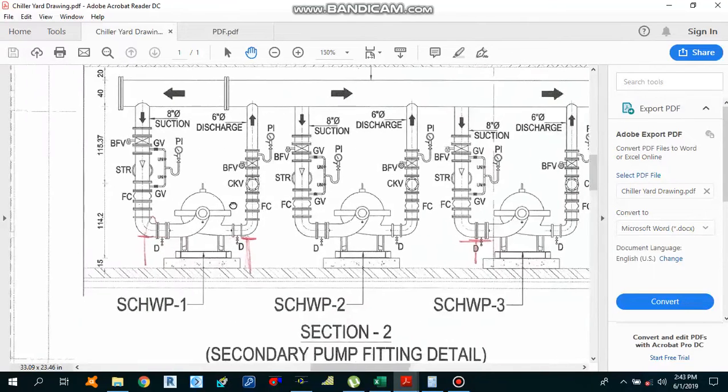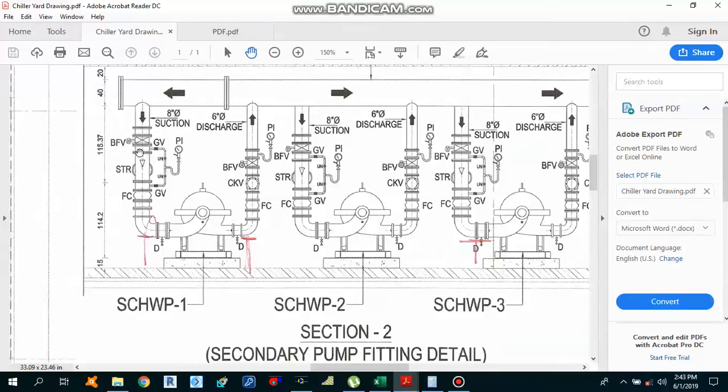And what fittings do we have on the suction side and the discharge side of the secondary chilled water pump? As you can see, on the suction side we have this butterfly valve and a strainer. On the discharge side we have a swing check valve and a butterfly valve. So we have one butterfly valve and one strainer, one swing check valve and one butterfly valve. So in total, 2 butterfly valves, one strainer and one swing check valve.